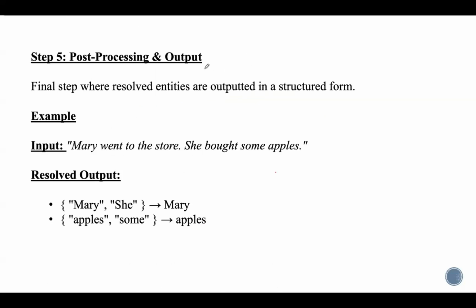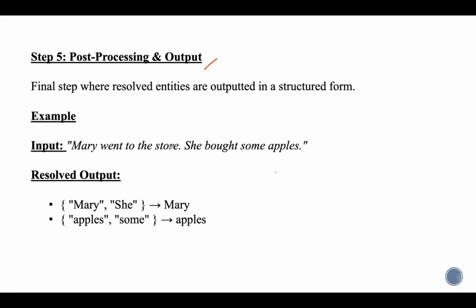Step 5 is post processing and output. After coreference resolution, results may require refinement like handling incorrect links, which is nothing but removing incorrect coreference links, or improving coreference chains, or integrating external knowledge using knowledge bases like WordNet for better accuracy. And there is a final step where these resolved entities are arranged in structured form.